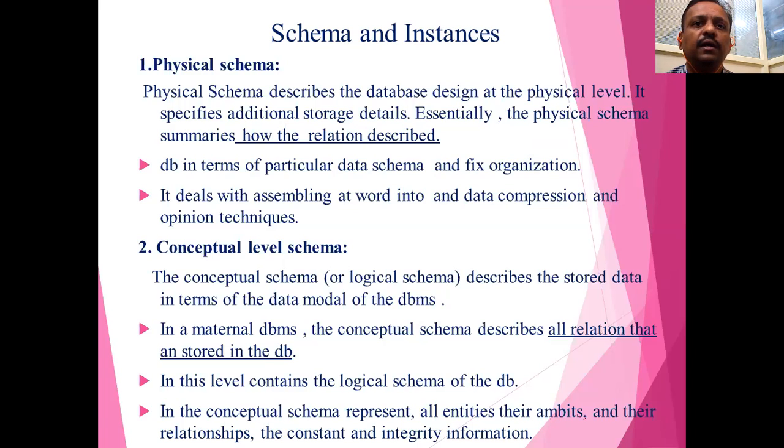So the conceptual level schema, or conceptual schema, also called the logical schema, describes the stored data in terms of the data model of the DBMS. In a relational DBMS, the conceptual schema describes all relations that are stored in the database. All relations that are stored in the database means what you are going to store into a database. So this level contains the logical schema of a database. The conceptual schema represents all entities, their attributes, and the relationships, the constraints, and integrity information. Means you need to insert the records or values which should satisfy those constraints.